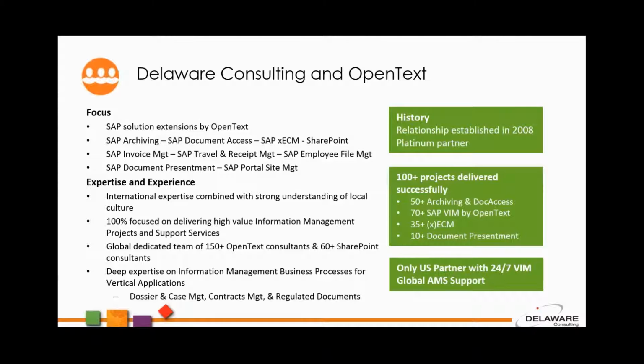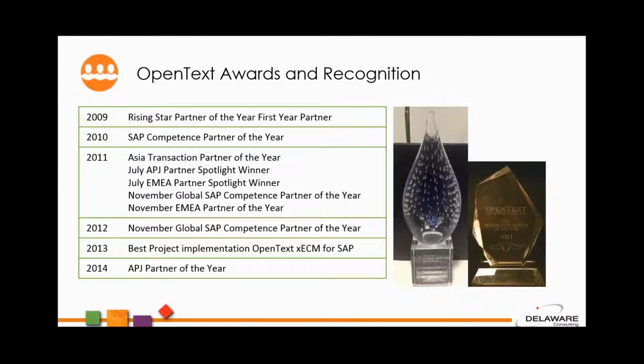What this means to you is we not only have the physical presence allowing you to lower your implementation costs, but we also understand the cultural, legal, and taxonomy requirements. We are privileged to have received a number of awards from OpenText on a year-after-year basis. For instance, our most recent award is the APJ Partner of the Year in Asia.